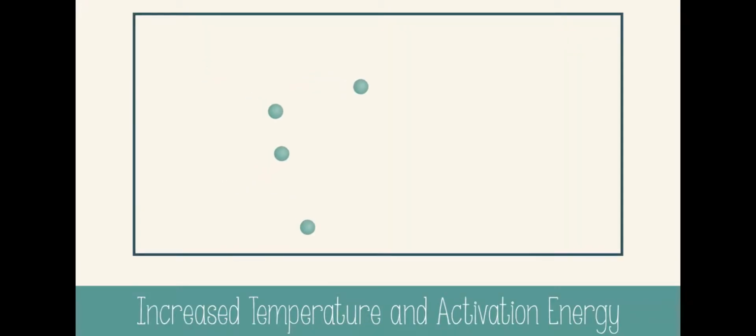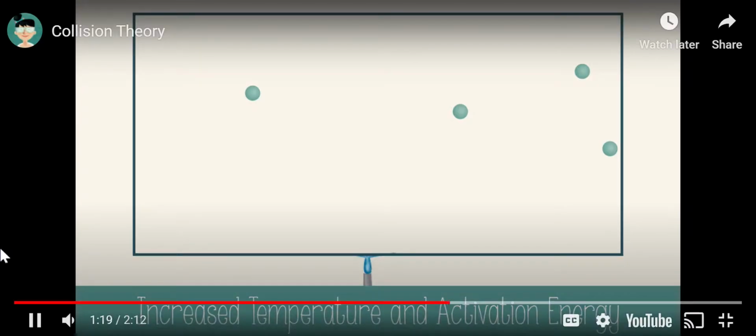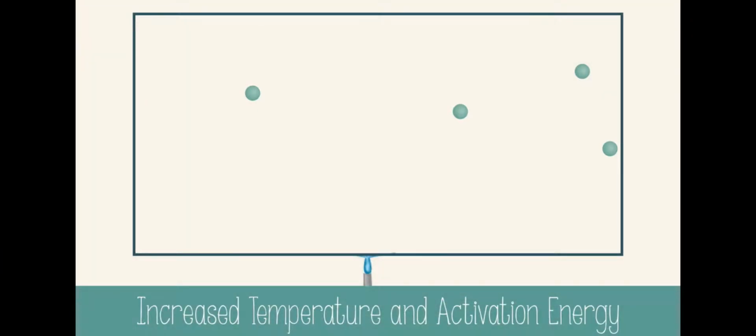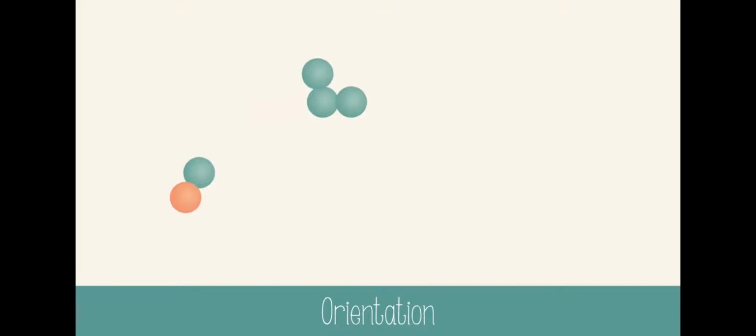Generally speaking, most reactions will occur faster when the temperature is increased, because temperature is the average kinetic energy of the particles. With more kinetic energy, they will be more likely to have enough activation energy for the reaction to occur. But for some reactions, there is still one more factor: orientation. Even if the particles collide with sufficient speed, if they aren't at the correct angle, a reaction won't happen.